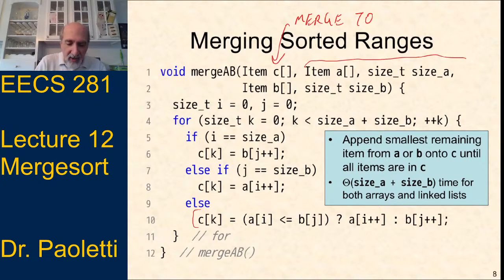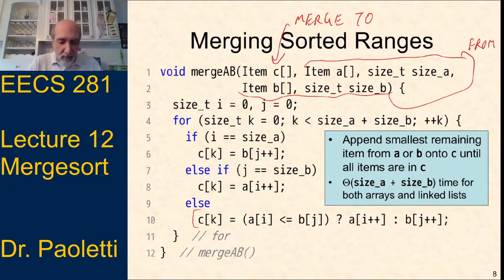Region A of size A and region B of size B, these are where I'm going to copy from. So I'm going to take things from A and B, and put them into C. This function makes the assumption that C is big enough to hold both A and B. Right? If it's not, that's not merge's fault. That's somebody else's fault.